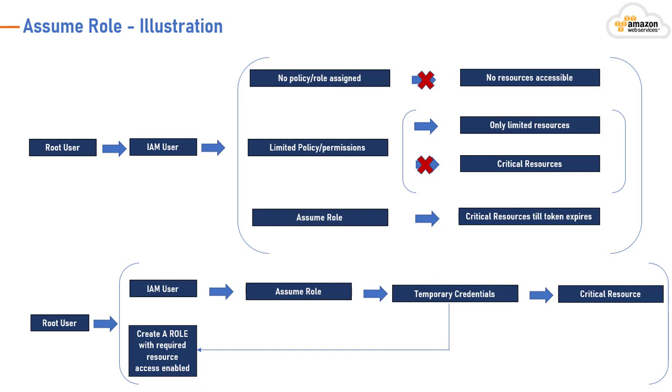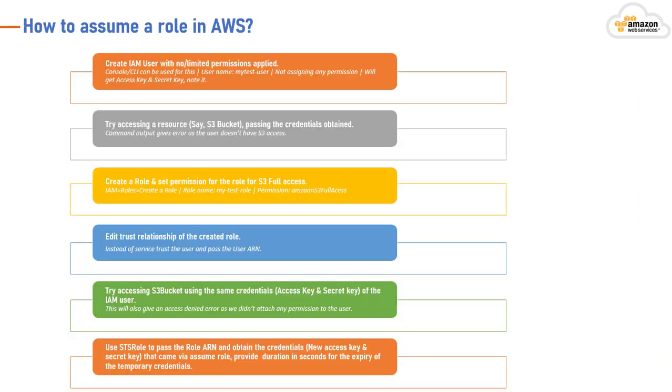How to assume a role in AWS? Here we are looking into a particular scenario. Create an IAM user with no or limited permissions applied. How will we do that? Go to the console or CLI that we can use to create a user. Here we consider a username as my test user and do not assign any permission. So he will get an access key and secret key; just note it down.